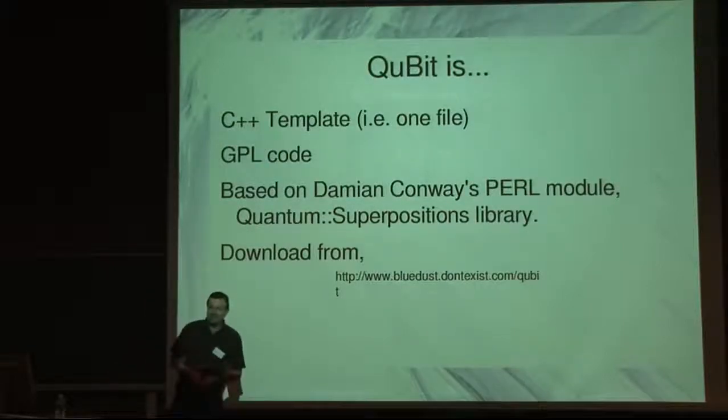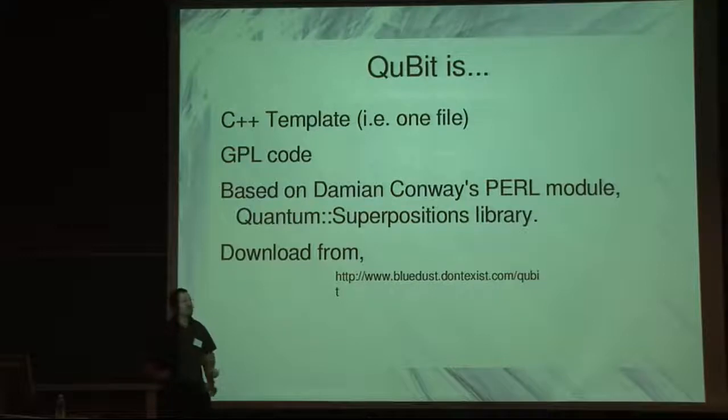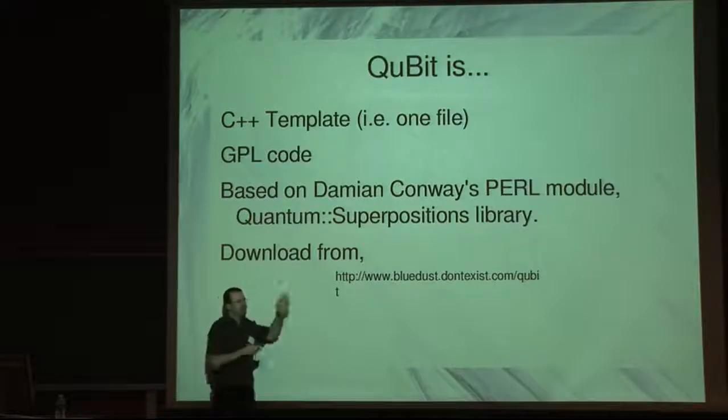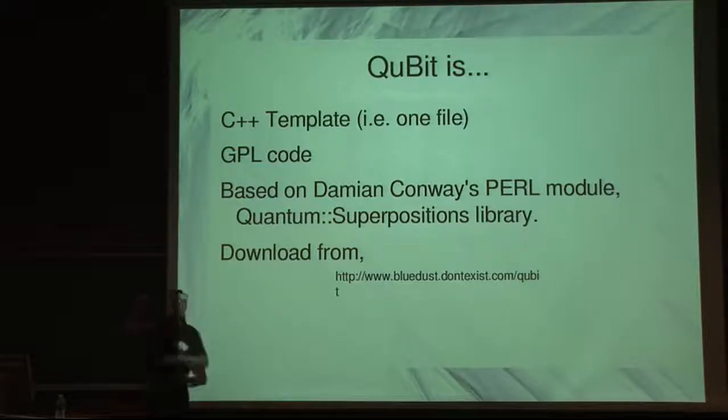So, now in completely uncommon to other talks, what is it? Other than doing weird, dull, uninteresting, clever stuff, CBit is a C++ template, which means there's one header file which you can just include from your C code. It does funky things. It's GPL, of course, otherwise they wouldn't let me in.